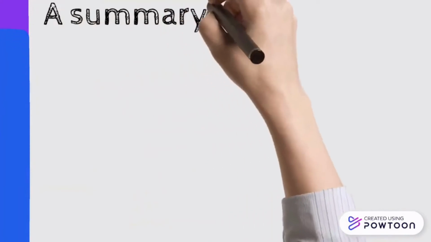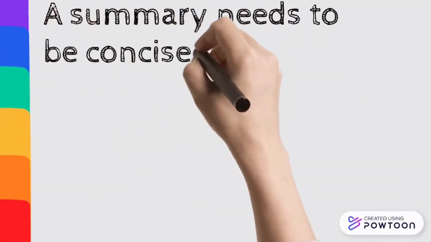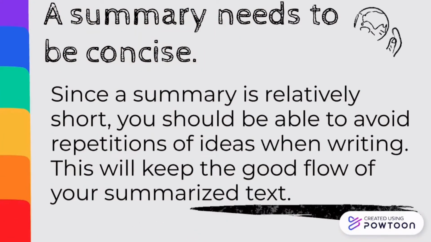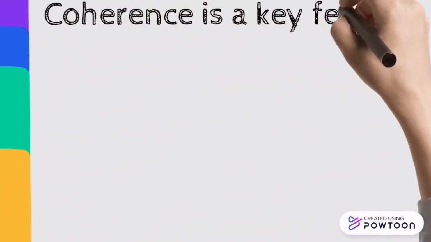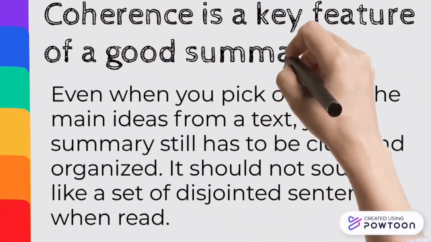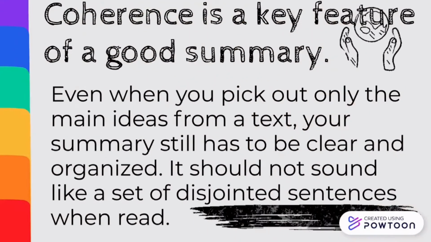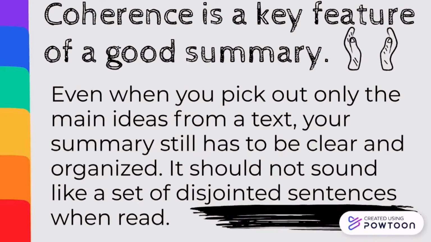Seventh, a summary needs to be concise. Since a summary is relatively short, you should be able to avoid repetitions of ideas when writing. This will keep the good flow of your summarized text. Eighth, coherence is a key feature of a good summary. Even when you pick out only the main ideas from a text, your summary still has to be clear and organized. It should not sound like a set of disjointed sentences when read.